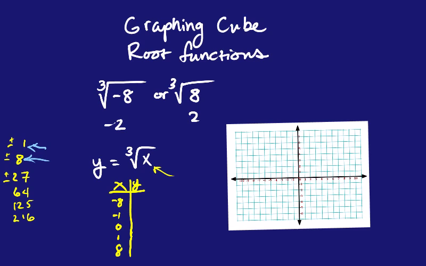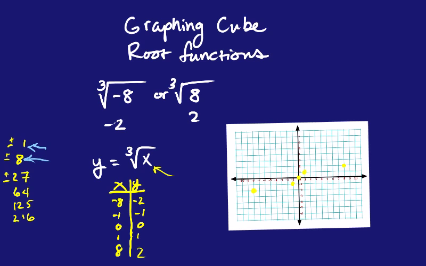So when I take the cube root of -8, that's -2. Cube root of -1 is -1. Cube root of 0 is 0. Cube root of 1 is 1. And cube root of 8 is 2. And I'm going to plot all those points on our coordinate plane. -8, -2, -1, -1, 0, 0, 1, 1, 8, 2. And that's what the graph's going to look like.